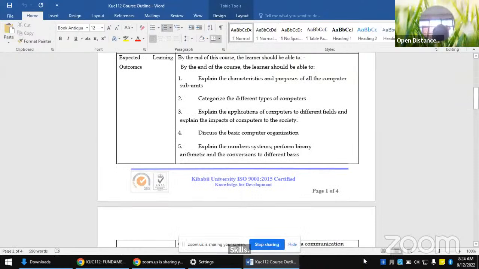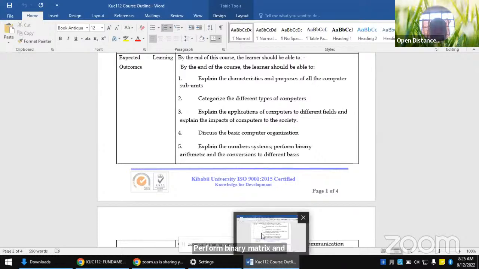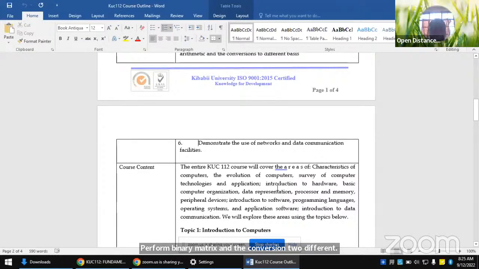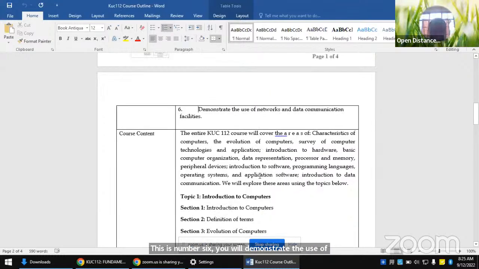So the expected learning outcomes: by the end of this course, the learner should be able to, one, explain the characteristics and purpose of all the computer subunits, categorize the different types of computers, explain the application of computers to different fields, and explain the impacts of computers to the society, discuss the basic computer organization, explain the number system, perform binary arithmetics and the conversion to different bases. Number 6, you'll demonstrate the use of network and data communication facilities.